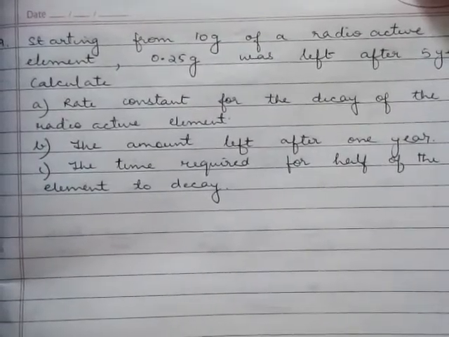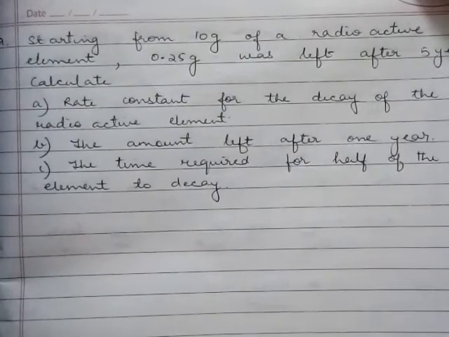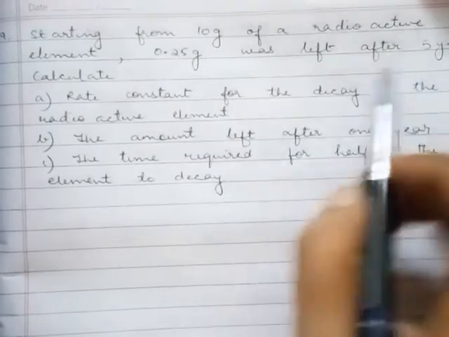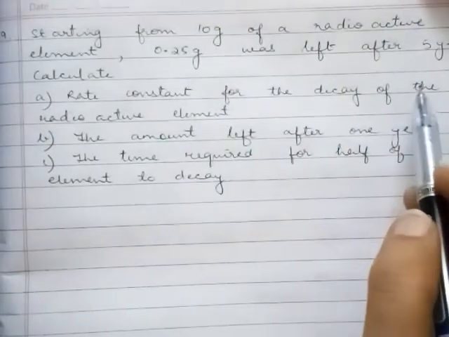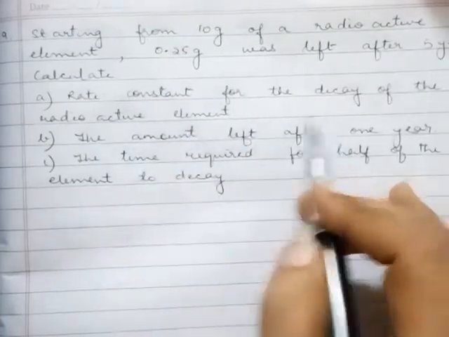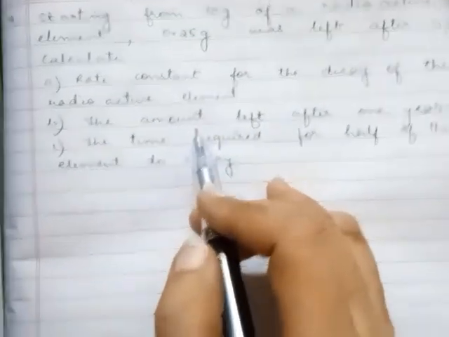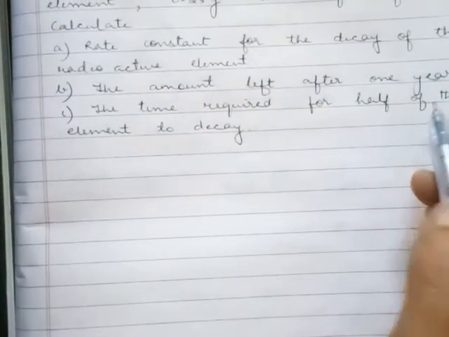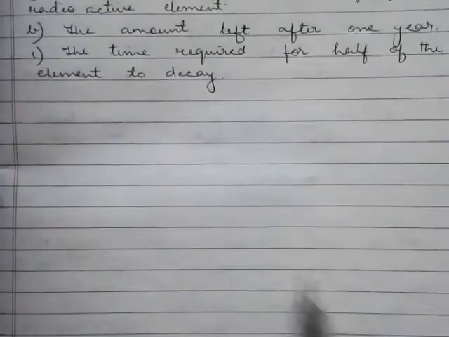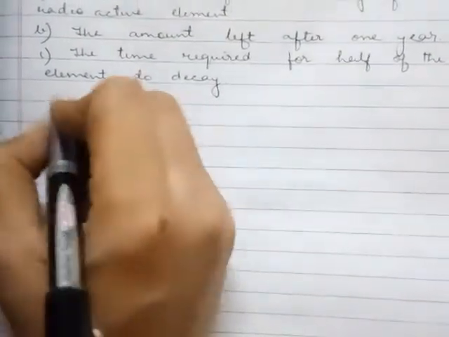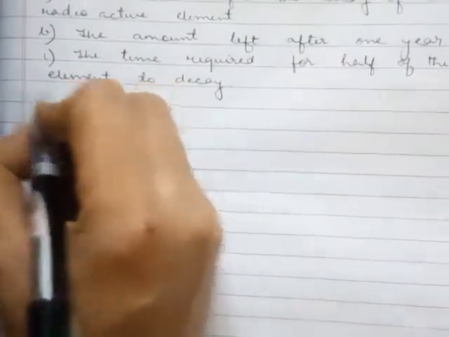The next question is, starting from 10 gram of a radioactive element, 0.25 gram was left after 5 years. ठीक है, 10 ग्राम से शुरू हो जाते हैं, 5 years में 0.25 ग्राम बचा है. रेट कांस्टेंट निकालना है रेडियो एक्टिव एलिमेंट का. देन यू नीड टू फाइंड द अमाउंट लेफ्ट आफ्टर 1 year एंड द टाइम रिक्वायर्ड फॉर द हाफ ऑफ द एलिमेंट टू डीके.